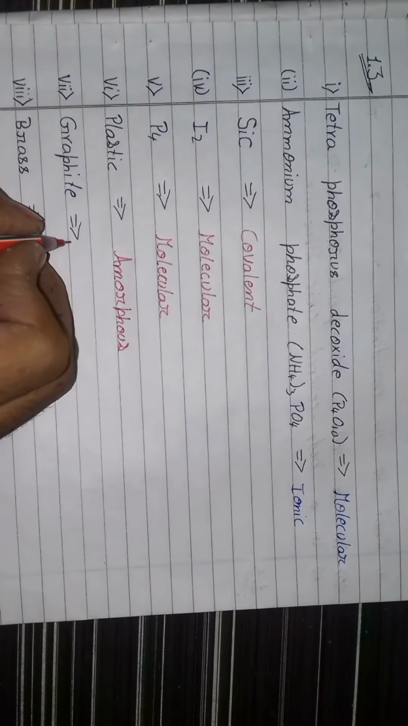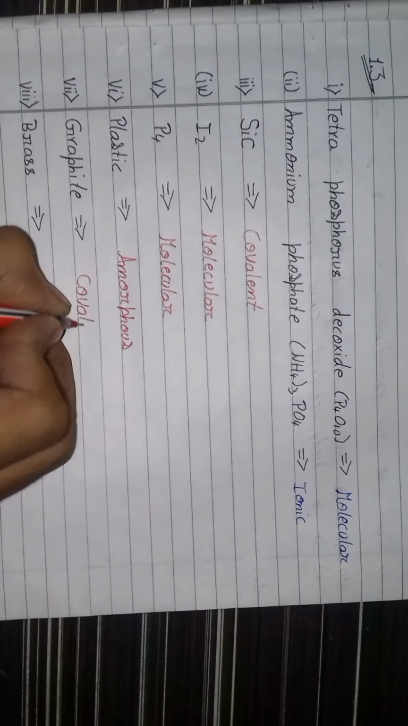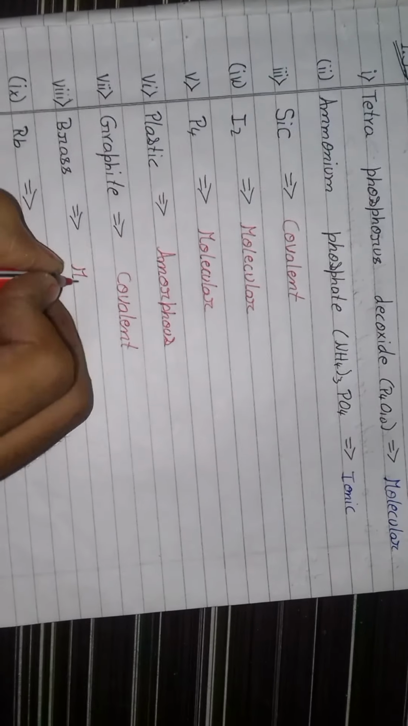And now it is graphite. Graphite is covalent. And brass. Brass is metallic in nature. And now is Rb, rubidium, which is also metallic. Third is LiBr, which is ionic. And the last is Si, which is covalent. So these are the answers for this question.